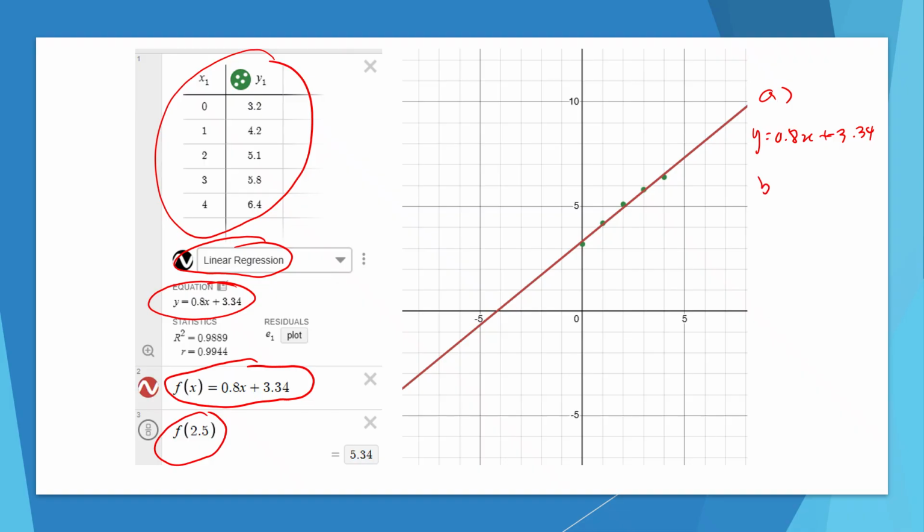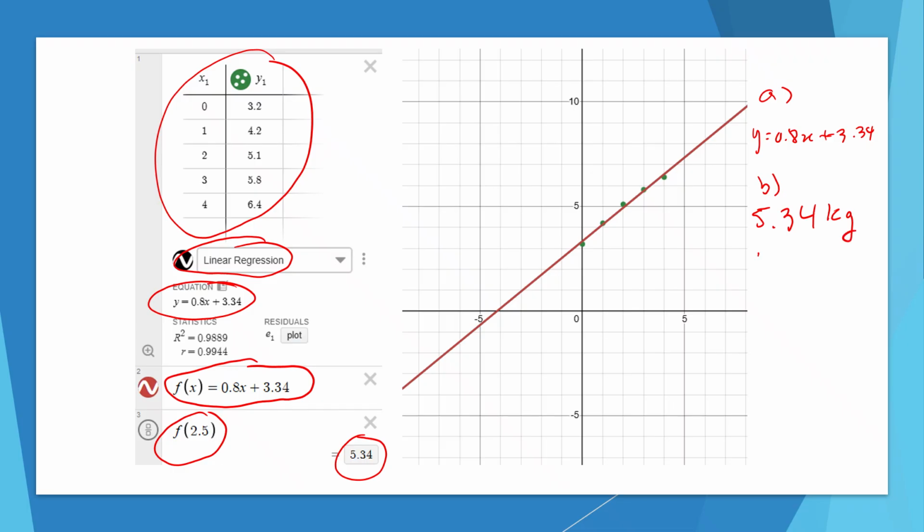For part B then, we want to use the model to predict the weight of the baby 2.5 months after birth. This should be 5.34 kilograms. So that is going to be our answer for part B, 5.34 kilograms.